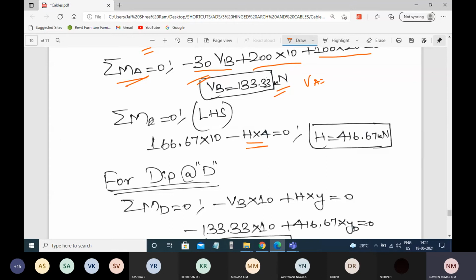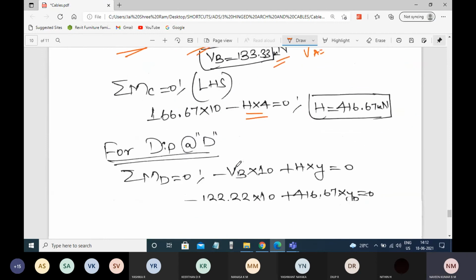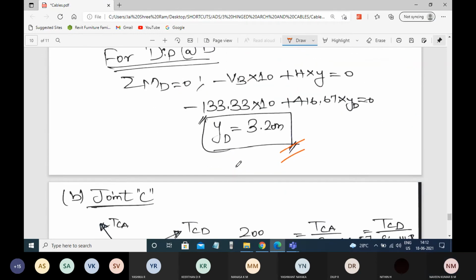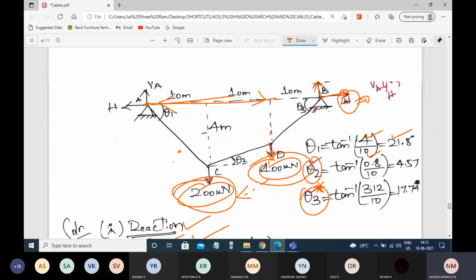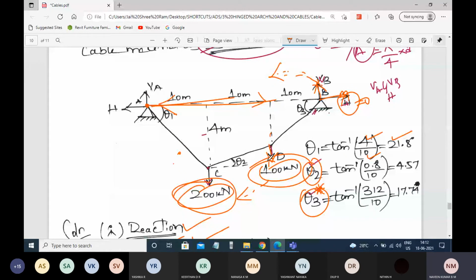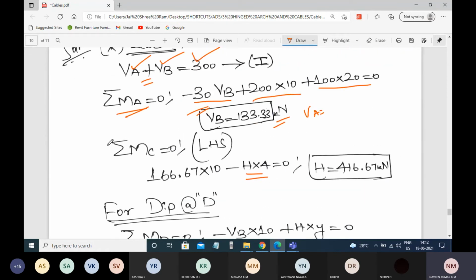And coming to summation of moments at C equals 0, on the LHS. Why have I considered LHS? Because in order to find H, the distance is unknown over here, and there would again be two forces that you need to consider. So to make it very simple, I have considered the moment about C with respect to LHS.